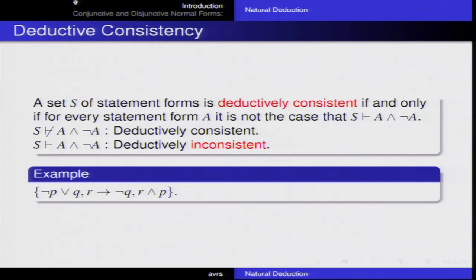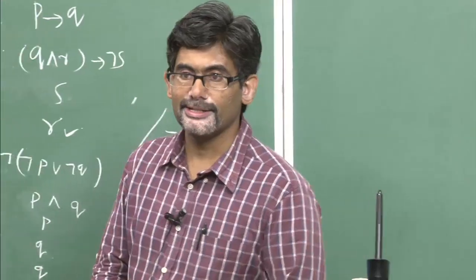Your natural deduction system is also considered to be consistent, that means you will not be able to derive both x and not x. If you derive x and not x, then your natural deduction system is inconsistent. So with this we will end this particular natural deduction method.